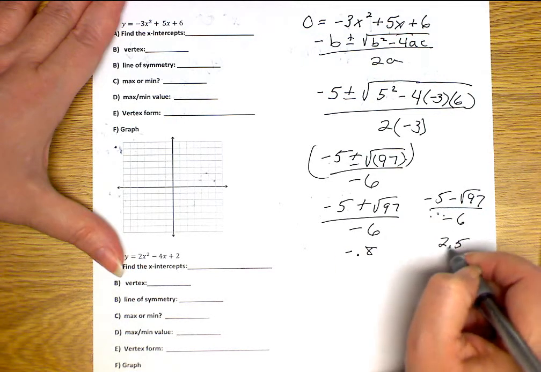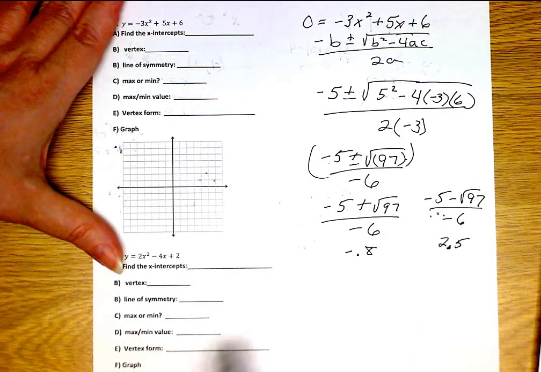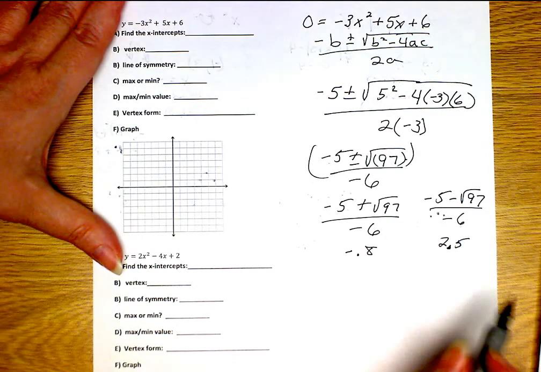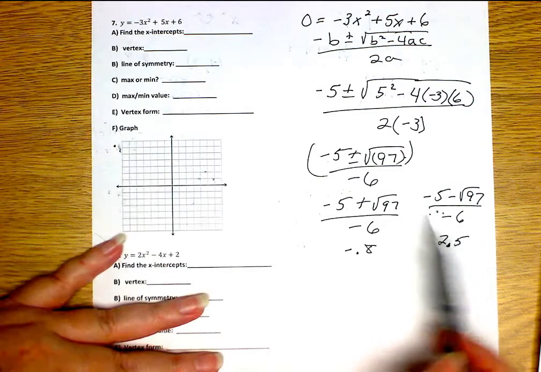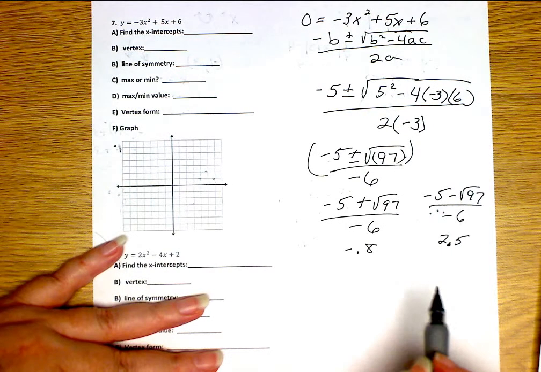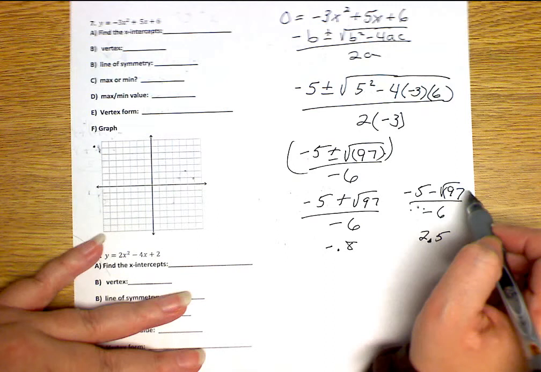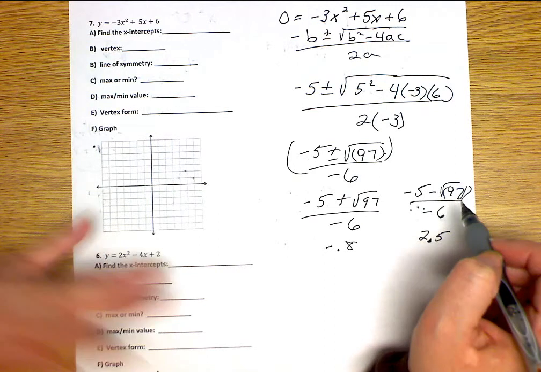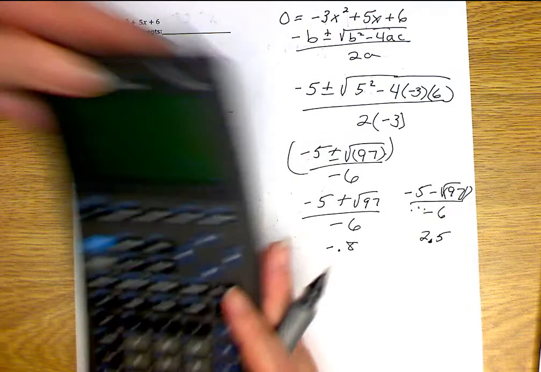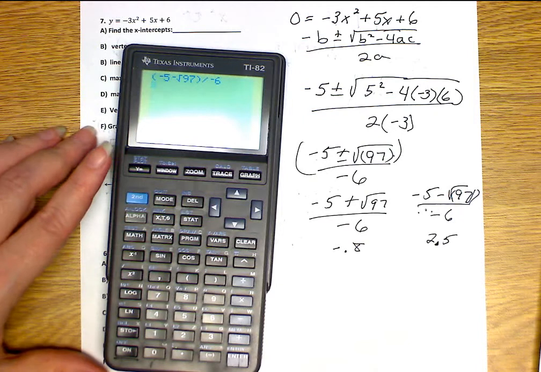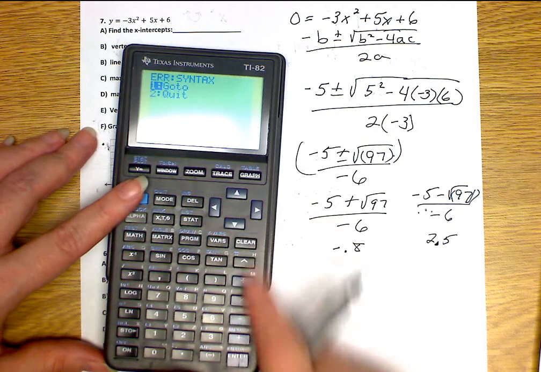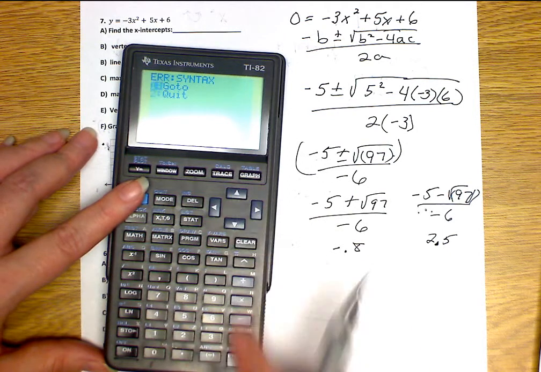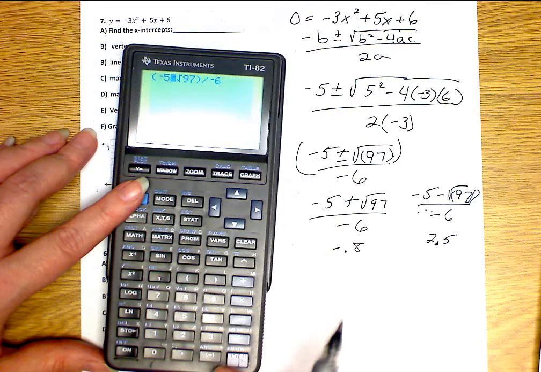Make sure you try. You should get 2.5. If you didn't put parentheses, if you put this whole thing in without parentheses, this should be a negative. Hey, Ms. V. One second. I'll look at yours. It's minus that.